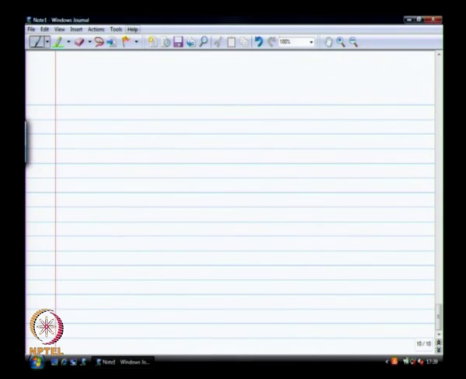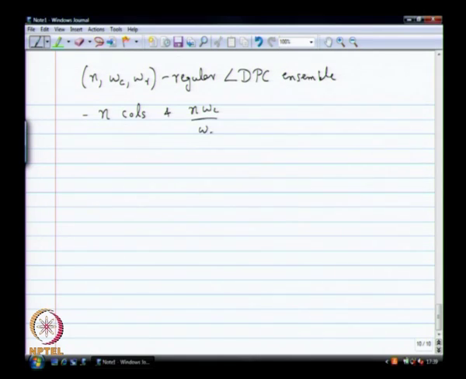Okay. So remember in an (n, wc, wr) regular LDPC code ensemble, you have n columns and n wc by wr rows. So any parity check matrix in this ensemble will have a corresponding Tanner graph, and it will have n bit nodes and n wc by wr check nodes. Okay. So let's draw them. By the way, the socket construction will construct a Tanner graph, not a parity check matrix, but of course you know how to go from a Tanner graph to a parity check matrix.